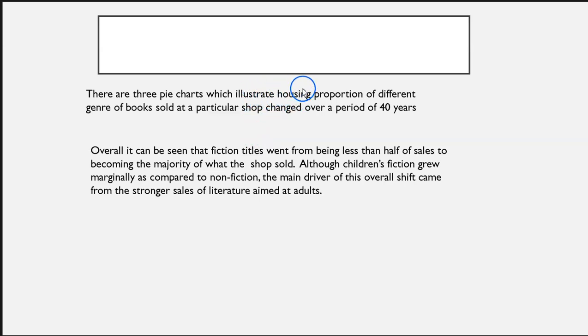That illustrates how the proportion of different genre of books sold at a particular shop changed over a period of 40 years. Overall, it can be seen that fiction titles went from being less than half of sales to become the majority of what the shop sold. I have combined children and adult fiction into one category. Although children's fiction grew marginally as compared to nonfiction, the main driver of this overall shift came from the stronger sales of literature aimed at adults. Note, titles, literature. These are synonyms for books.